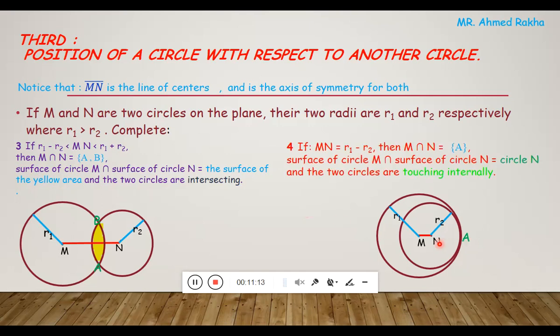Now we have the circle N inside the circle M. The circle N, the smaller one, inside the circle M, the greater one. If MN equals the difference between the first radius R1 and the second radius R2, then the intersection between the two circles is this point, which we name A. And the surface of the circle M intersects the surface of the circle N equals the circle N, the smaller circle. And the two circles are touching, but here internally, not externally.